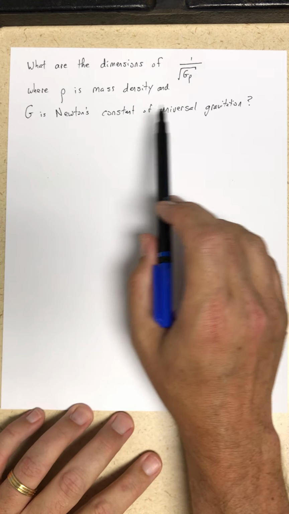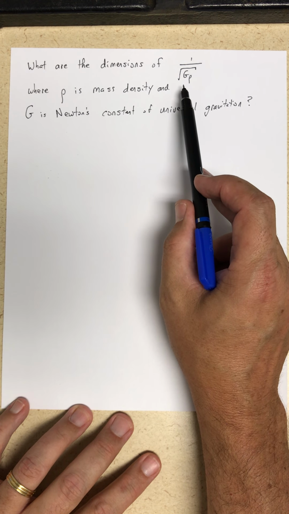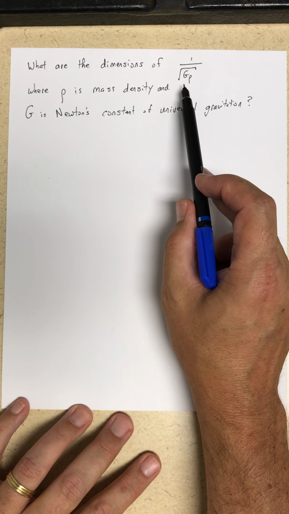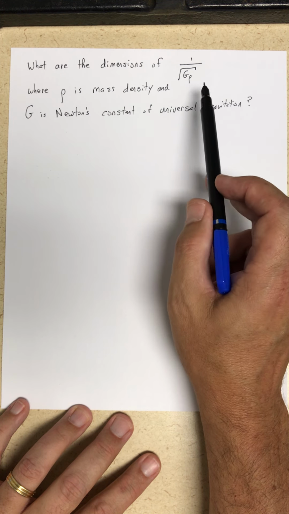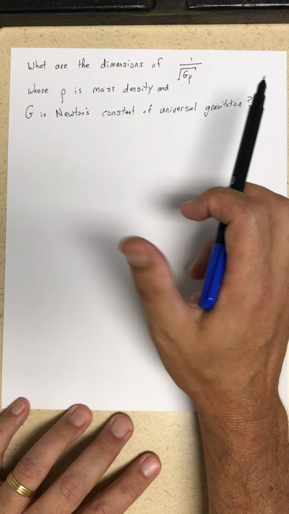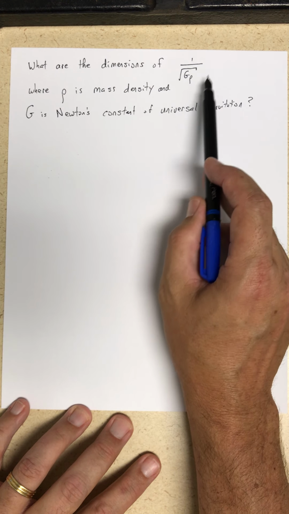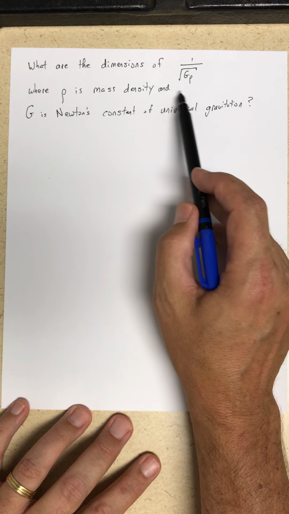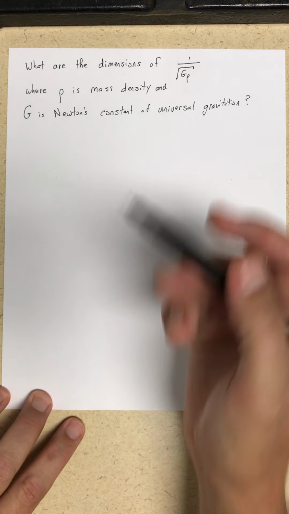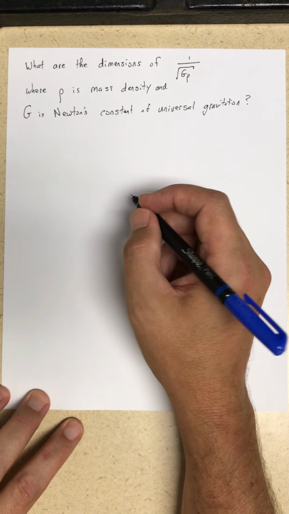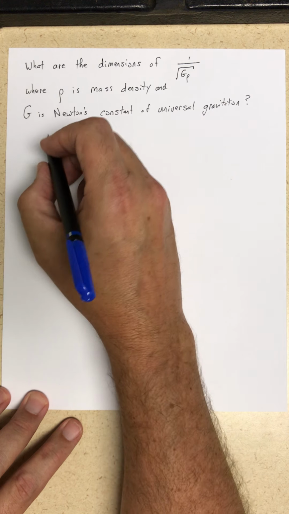Dimensions here means what do we measure this in? G is going to be a value with some units that go along with it. Rho is going to be a value with some units that go along with that. When we express those in terms of their base units of meters, kilograms, and seconds in our MKS system, what are the units of measure of this particular quantity? So to go about that, it's going to be a little algebra exercise, and we need to know what the units are for both rho and G.